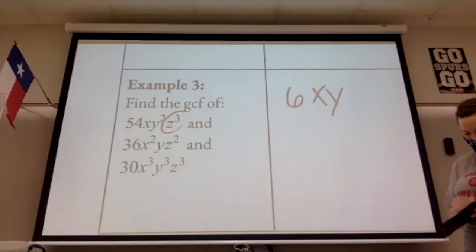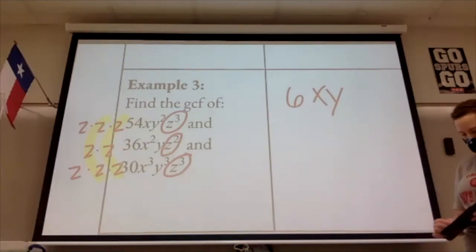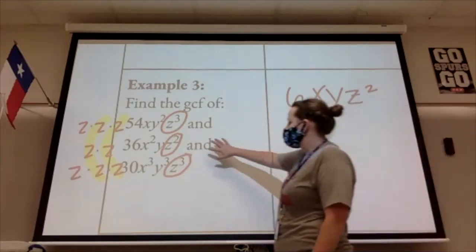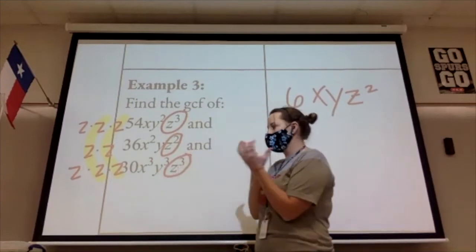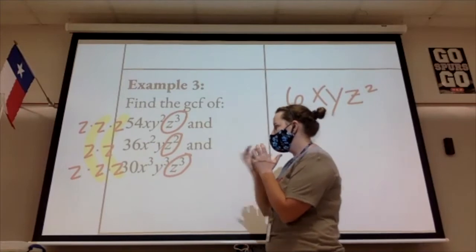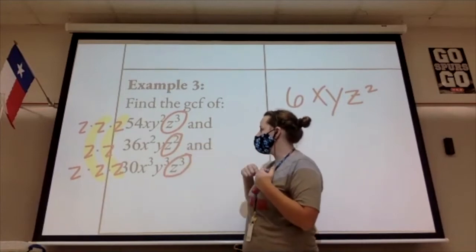Okay, so here I've got z times z times z. Here I've got z times z. And then here I've got z times z times z. I've got 1, 2. Yep, that's exactly what it is. So here I have a z squared that they have in common. So like he was saying here, you're just looking for the smallest exponent out of all of them because that's the most that you can take out. Because if I tried to take 3 from here, there's not 3 there, okay? So we can only pull out whatever the smallest exponent is.